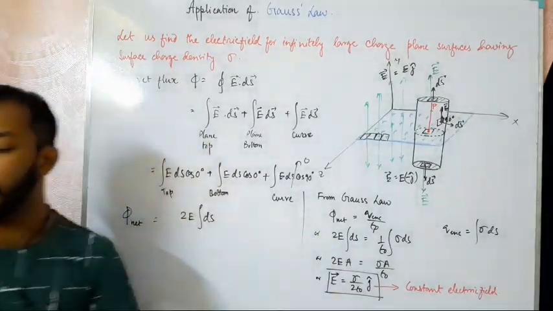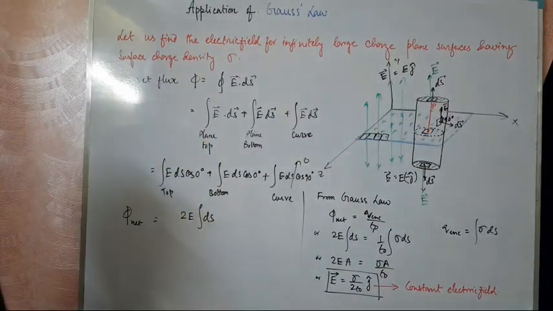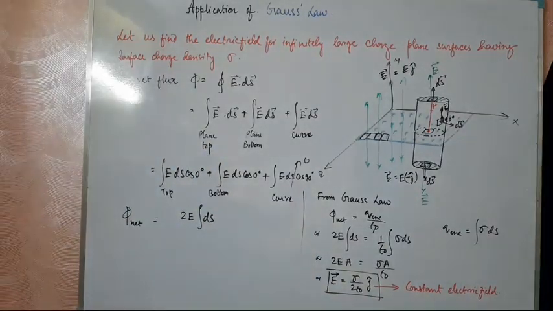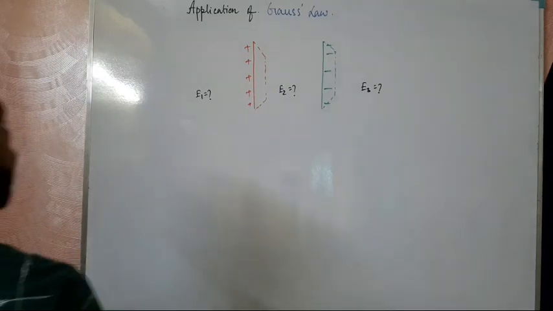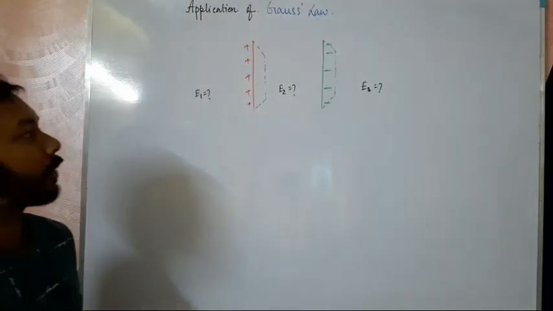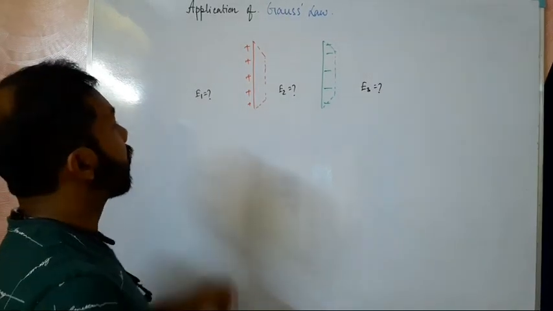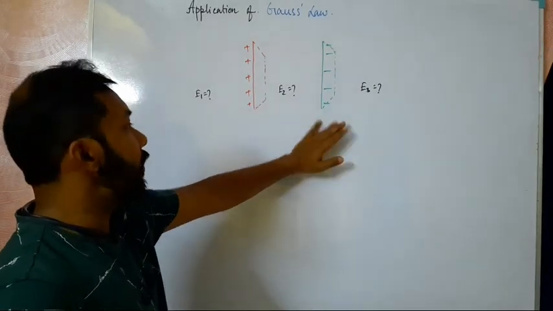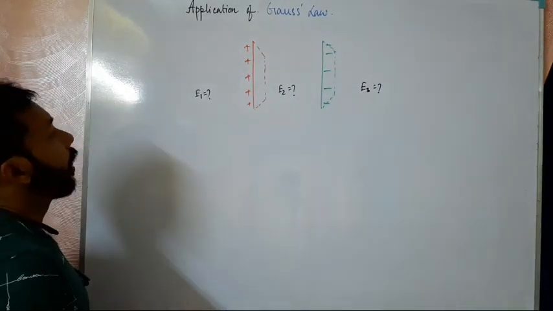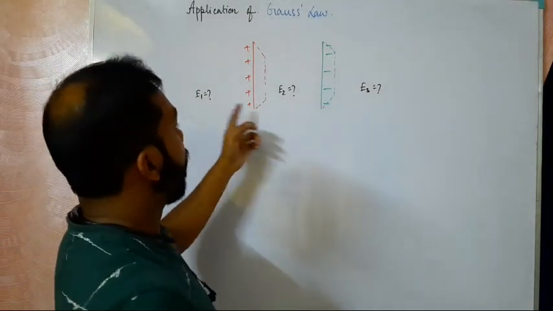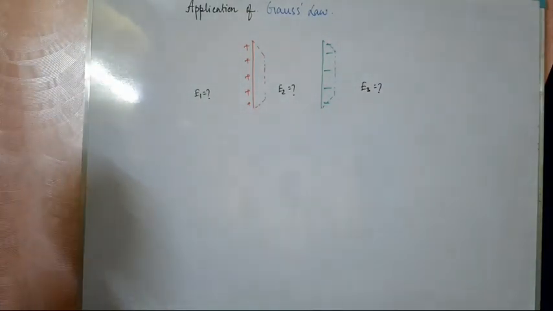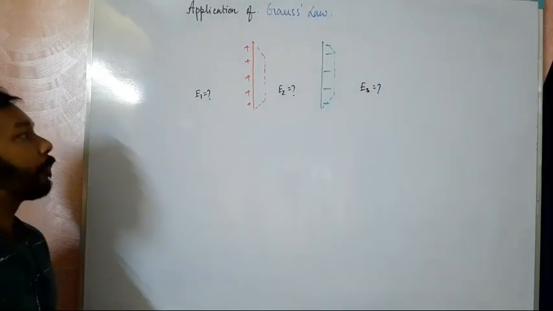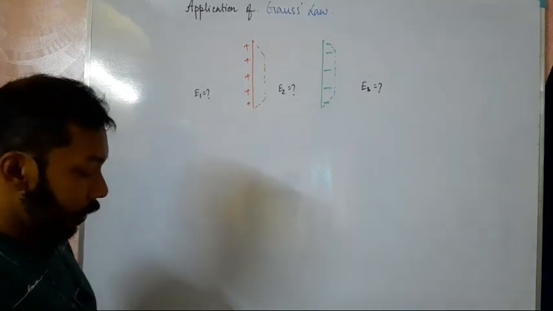We can also modify this particular derivation into a certain tricky thing. Let us see that. Let us modify the previous problem in such a way that we have 2 long plane sheets. One is positively charged, another is negatively charged. They are placed side by side, and we need to find the electric field between them, and also at the 2 ends of them. That means E1, E2, E3. In all these 3 zones, we need to find the electric field. How can we do that?